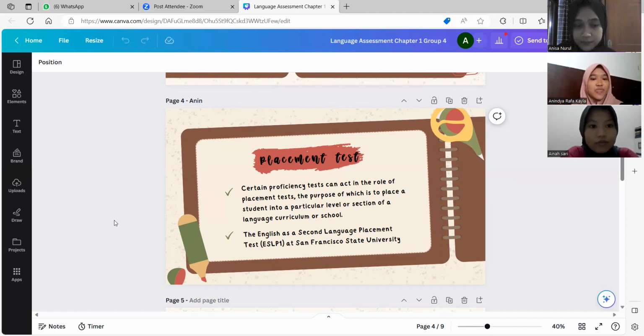So simply put, a placement test is the test that institutions, schools, or teachers use to know where the student can be placed in an appropriate area, so that we can know the students' abilities. So yeah, that's all from me for the placement test material. I'll return back to the moderator.